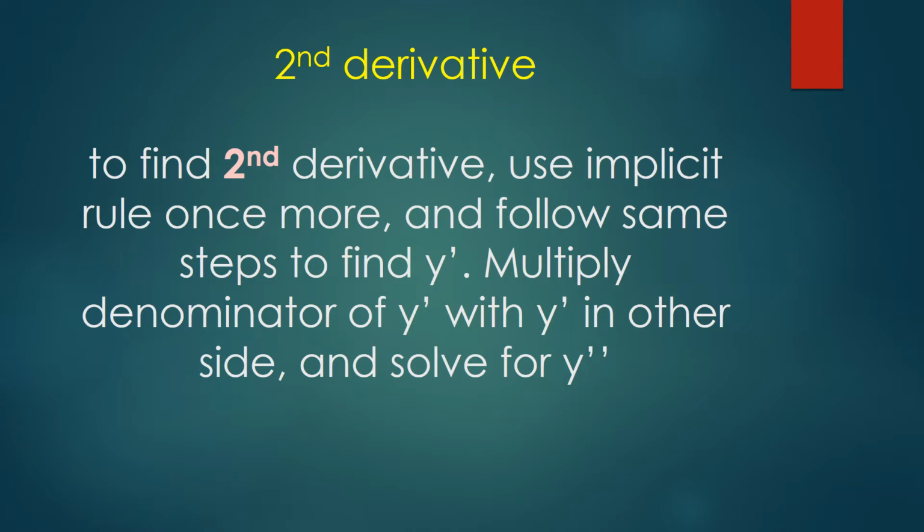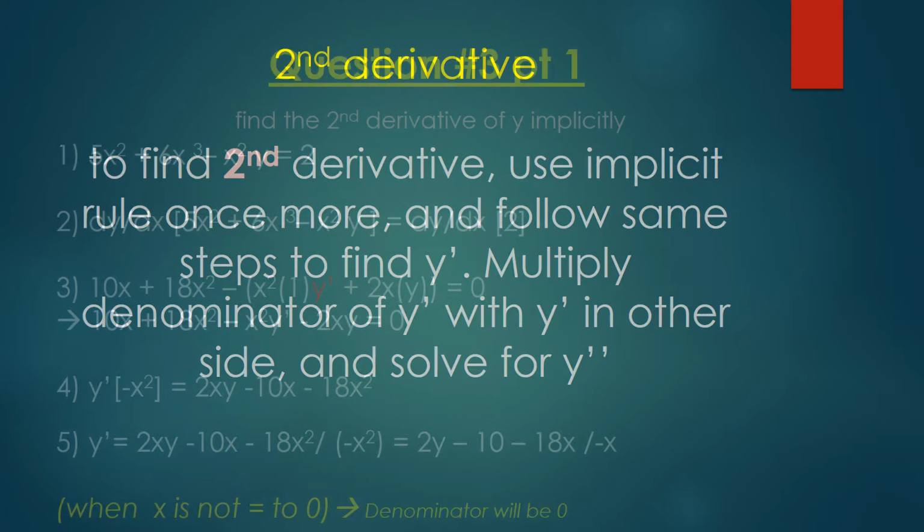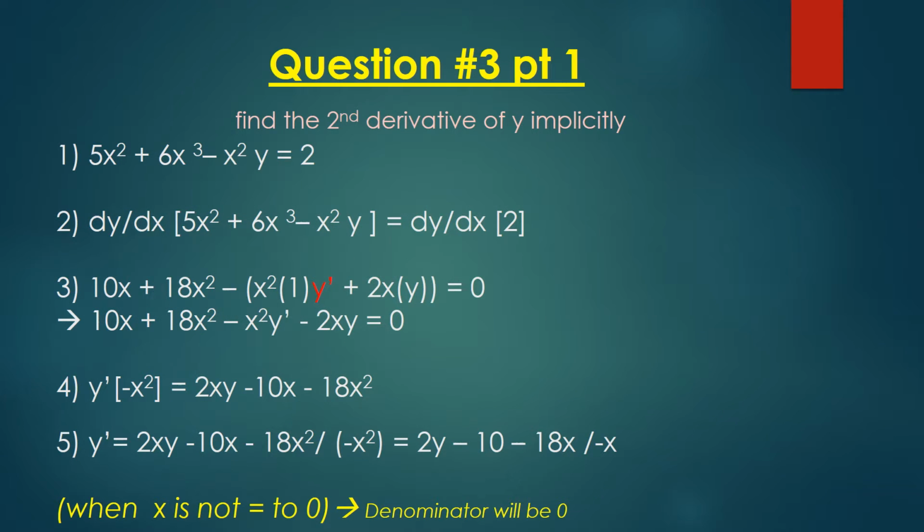So the second derivative, it's actually very simple. You want to use the same rules and the same steps that you used to find the first derivative, except you're going to be using it to find the second derivative. So I'm going to walk you guys through this one. Our equation would be finding the second derivative of y implicitly for 5x squared plus 6x cubed minus x squared y is equal to 2.